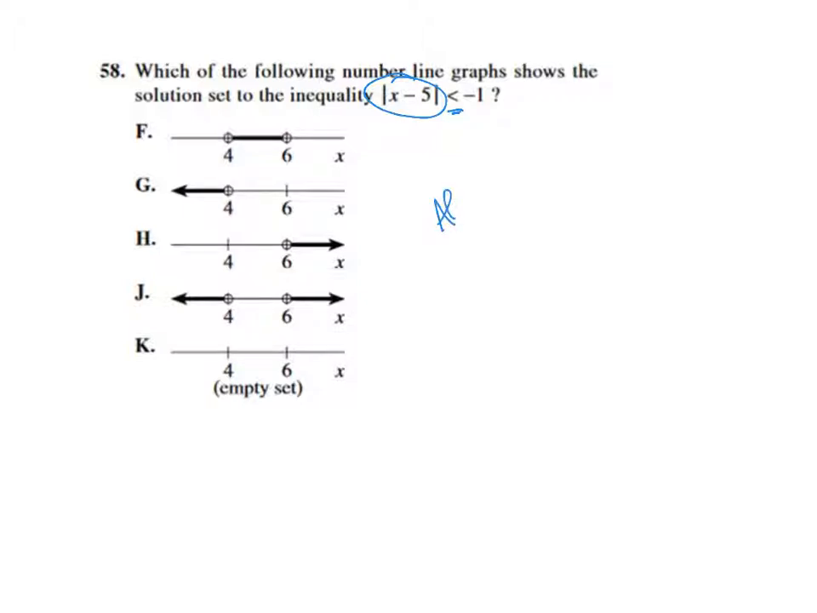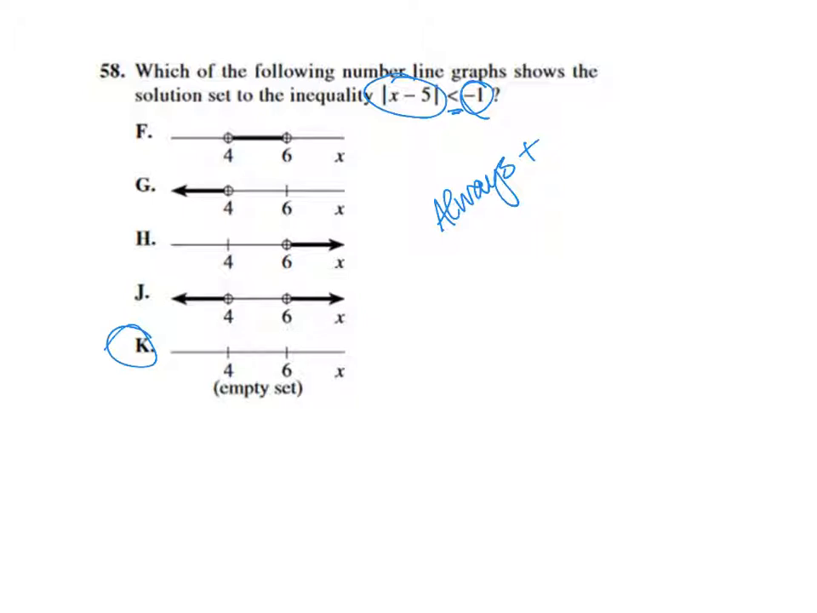So if they are always positive, when would they ever be less than -1? In other words, more negative. Well, it could never happen. So the answer is K, the empty set. Now, if you had trouble reasoning through that, another thing you could consider would be using the answer choices to help yourself get through this one.